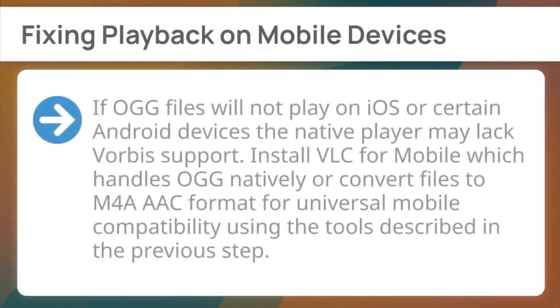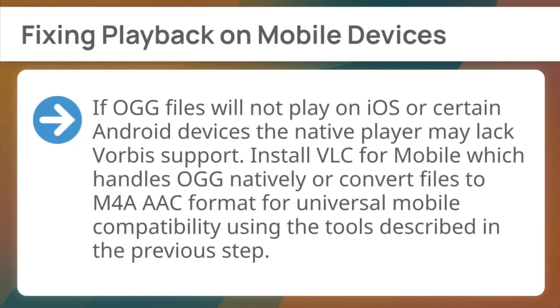Finally, fixing playback on mobile devices. If OGG files will not play on iOS or certain Android devices, the native player may lack Vorbis support. Install VLC for mobile, which handles OGG natively, or convert files to M4A AAC format for universal mobile compatibility using the tools described in the previous step.